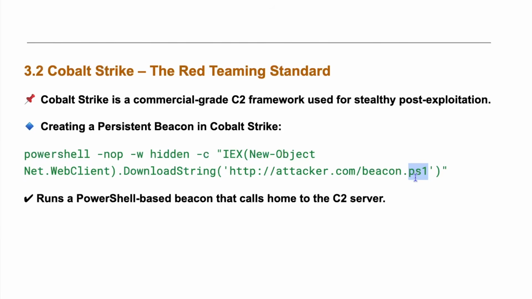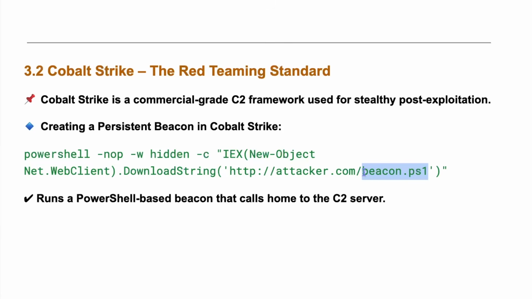Anytime you see .ps1 in the extension, just understand that that's a PowerShell script that is running or being downloaded. So this invoke expression command is essentially downloading this script. This would probably be a part of a series of commands that would then run this script. And this script is going to make the machine that it's downloaded on act as a beacon that will allow us to connect to it using Cobalt Strike. So it's running a PowerShell-based beacon that calls home to the C2 server.